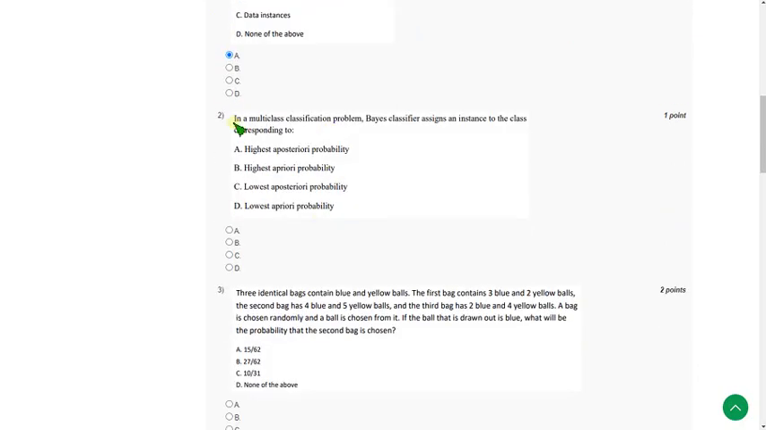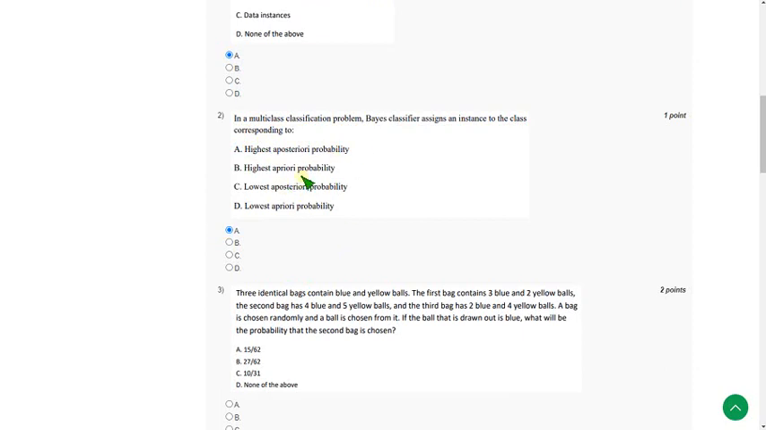And moving on to the second one. In a multi-class classification problem, Bayes classifier assigns an instance to the class corresponding to... So the answer is option A, highest a posteriori probability. So the answer is option A again. So mark option A as the correct answer for the second question.